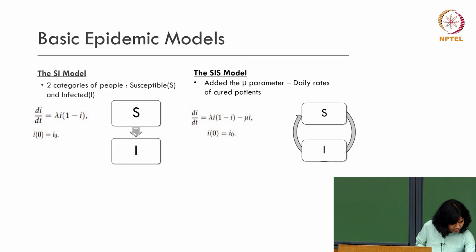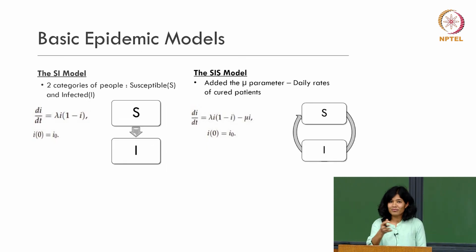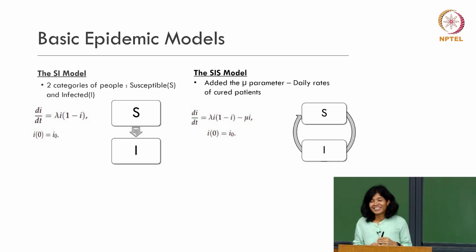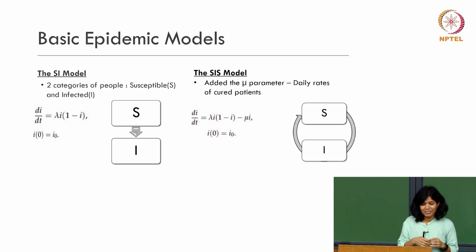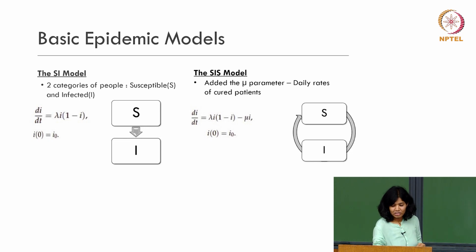Okay, so with that, I know all of you are familiar with this, right? What is the SI model? S is susceptible and I is infected. So SI is basically susceptible, and if you become infected, then you don't go back to the susceptible state. SIS has two states, susceptible and infected. So in SIS, you can go back to the susceptible state.